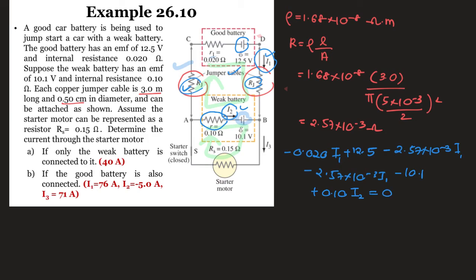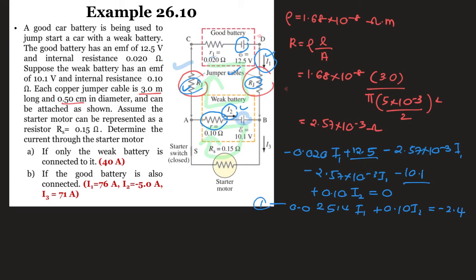Please make sure that you double check the sign first before you proceed with the next one. Simplify everything for this one. So I'm going to get 0.02514 of I1, and then plus 0.10 I2 equals 12.5 minus 10.1, which equals negative 2.4. Okay, so this is the first equation.